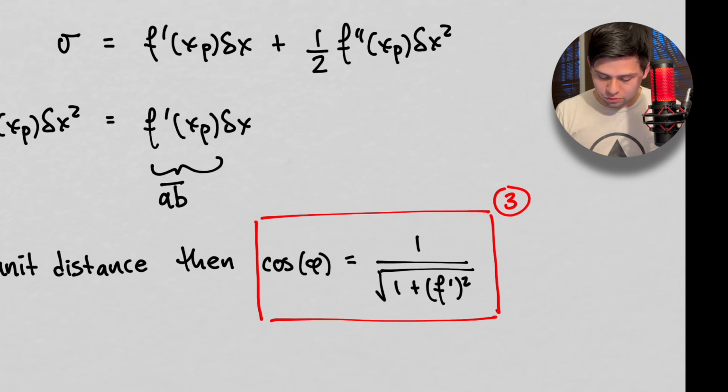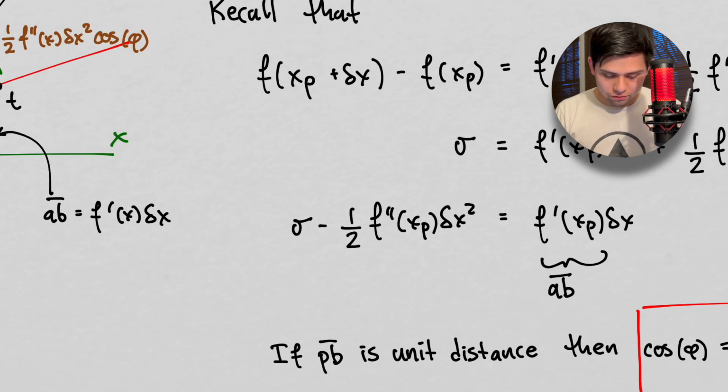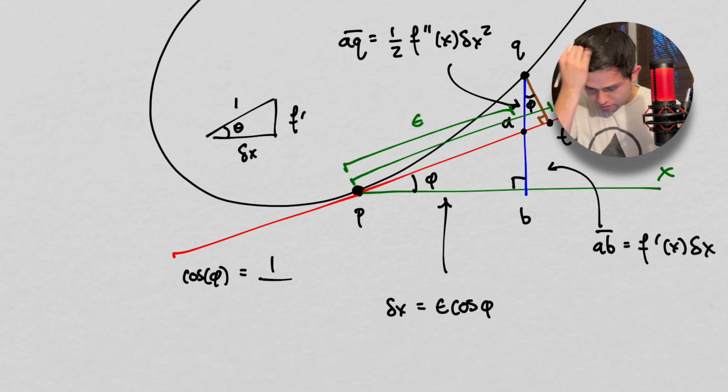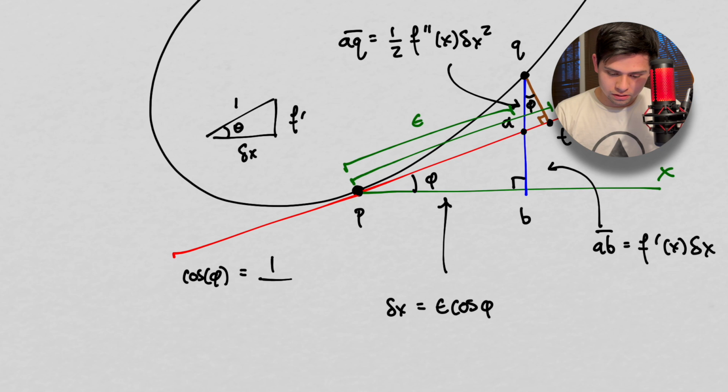Right, because again, the cosine of theta is the hypotenuse over dx.